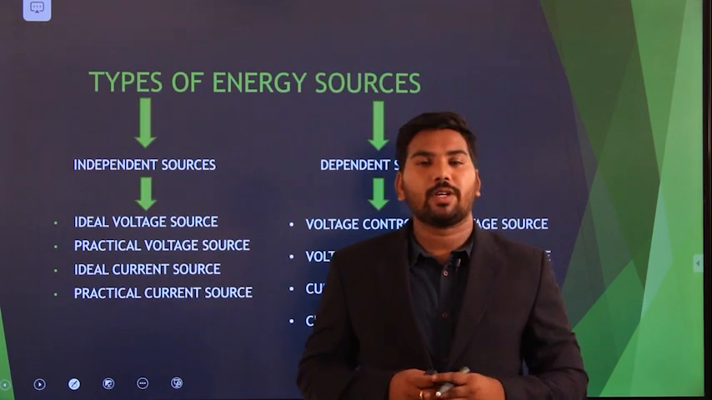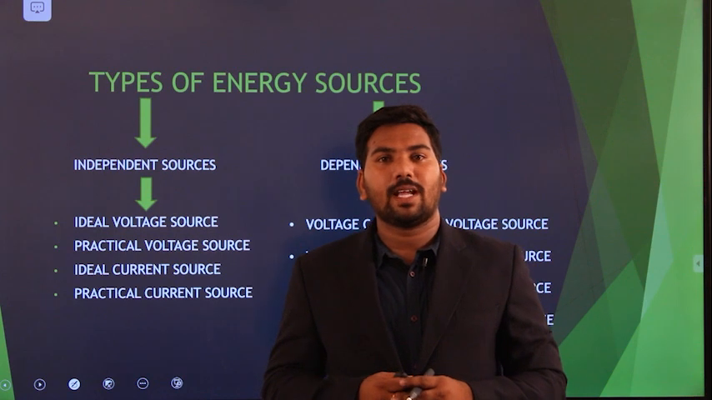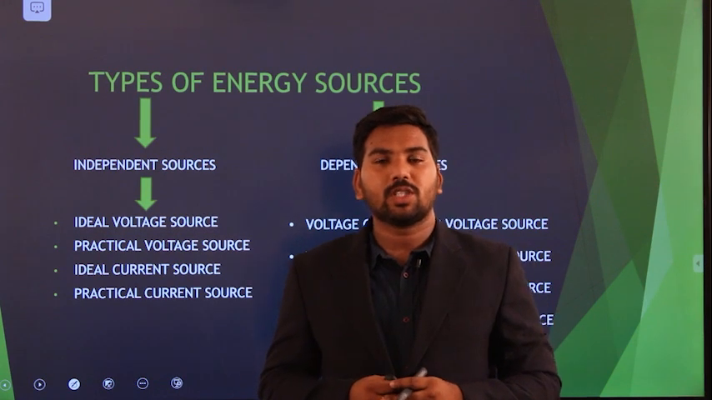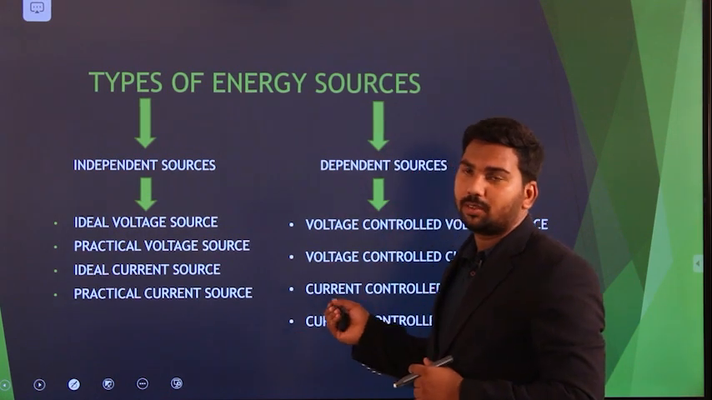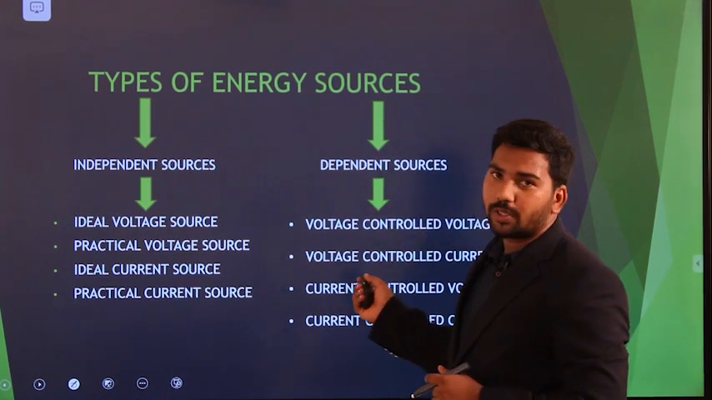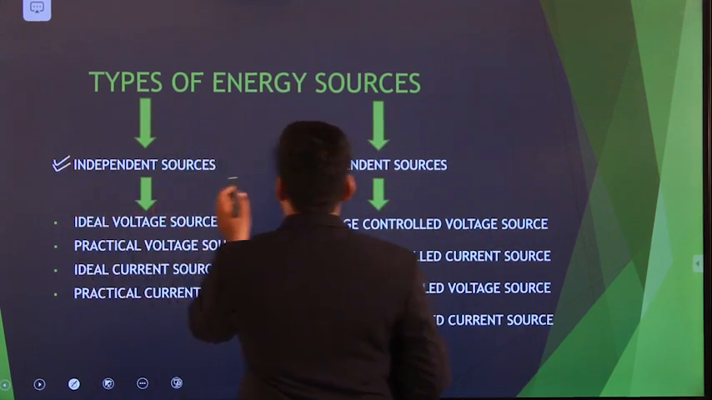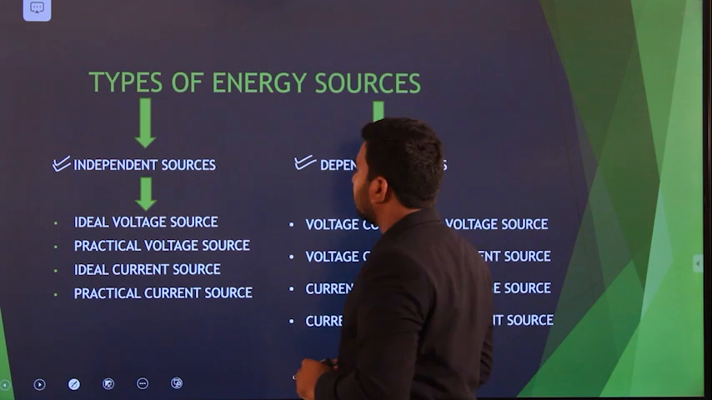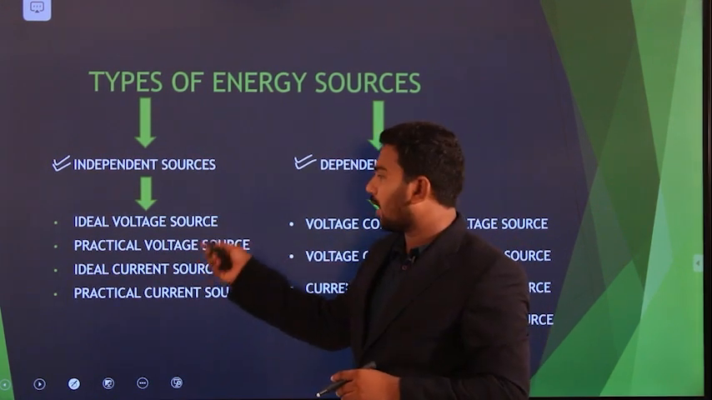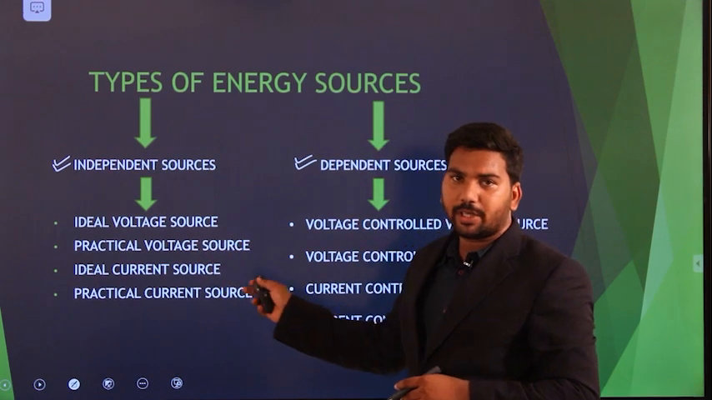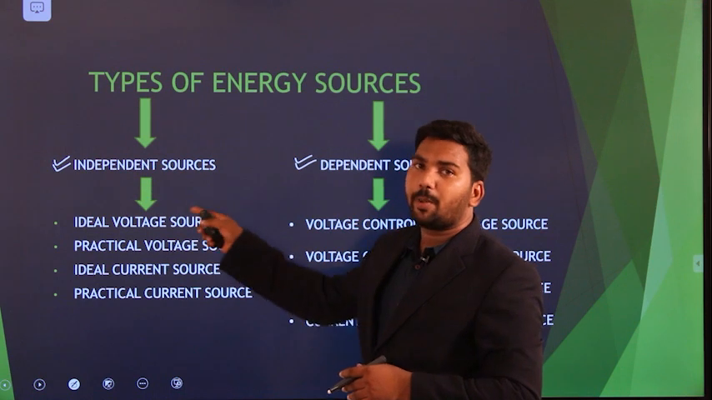Now we are going to discuss our second topic, types of sources. This is very important. So there are 2 types of energy sources. First one, dependent sources. Second one, independent sources. Independent sources are again 4 types: ideal voltage source, practical voltage source, ideal current source, practical current source.